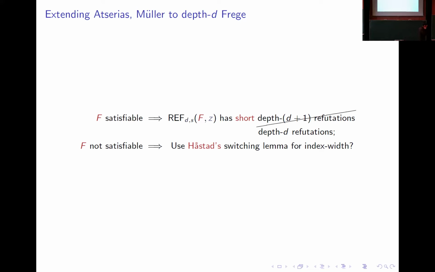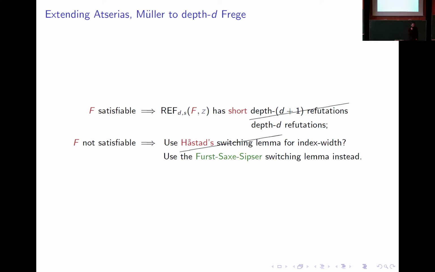So we want a switching lemma for index width. I tried making a hostile switching lemma work for index width, but again, I failed. Then my idea was, okay, why not use what I call the first Sachs-Sipser switching lemma? This will give a much weaker bound, but for the purposes of showing non-automatability, assuming that P is not equal to NP, it suffices. It barely works, but it works.